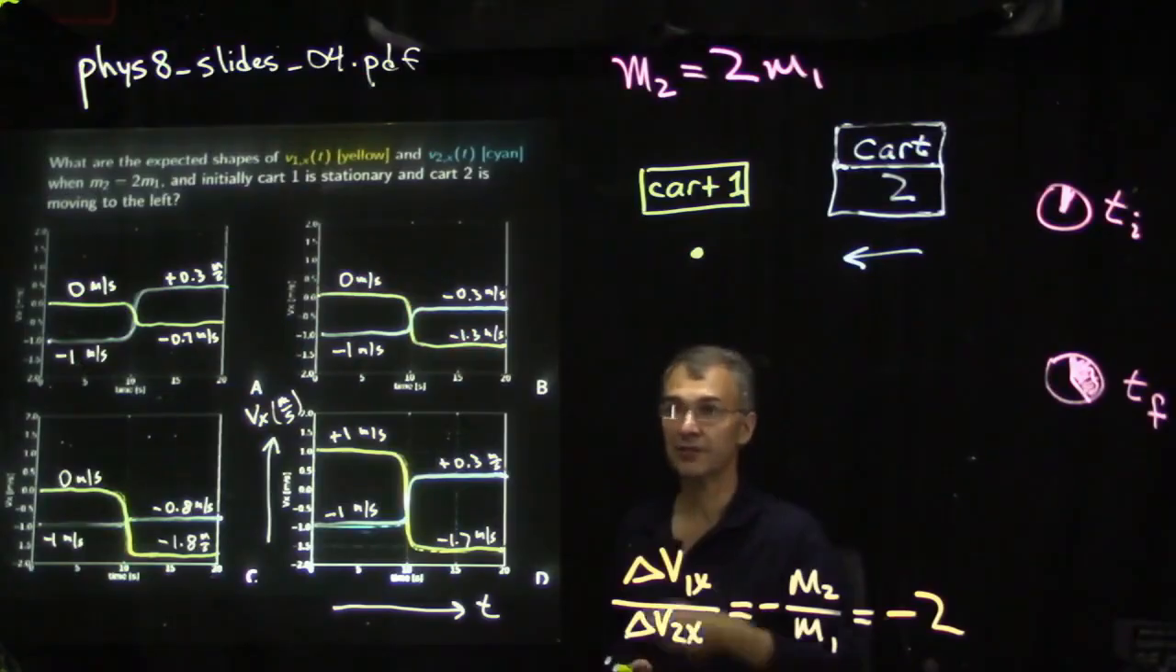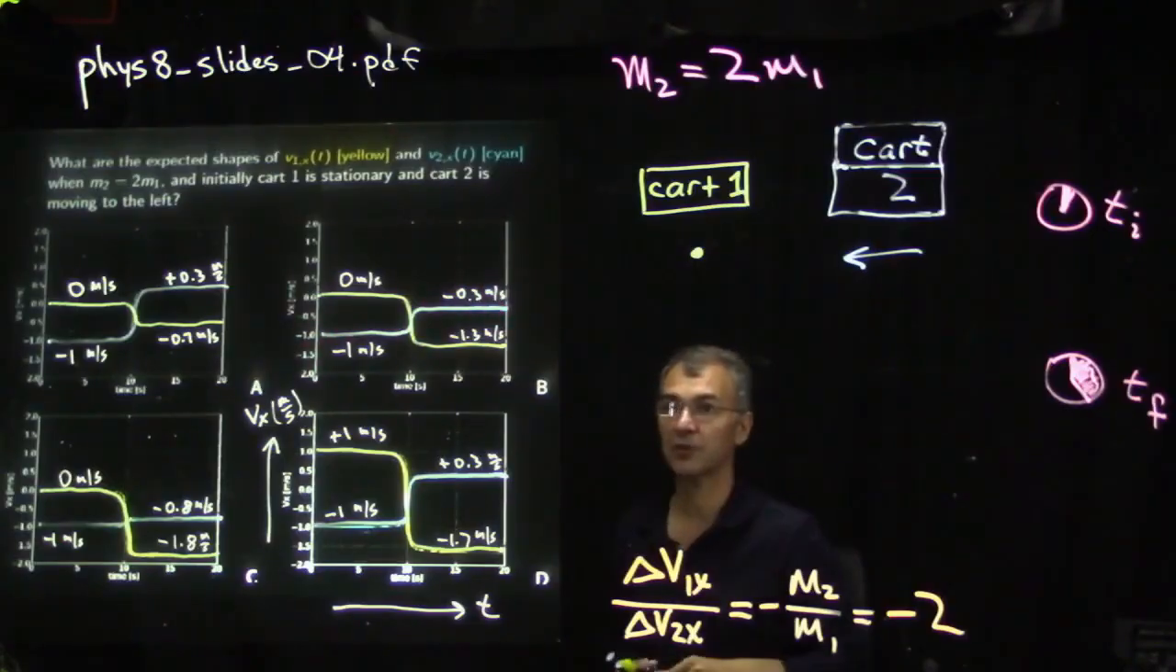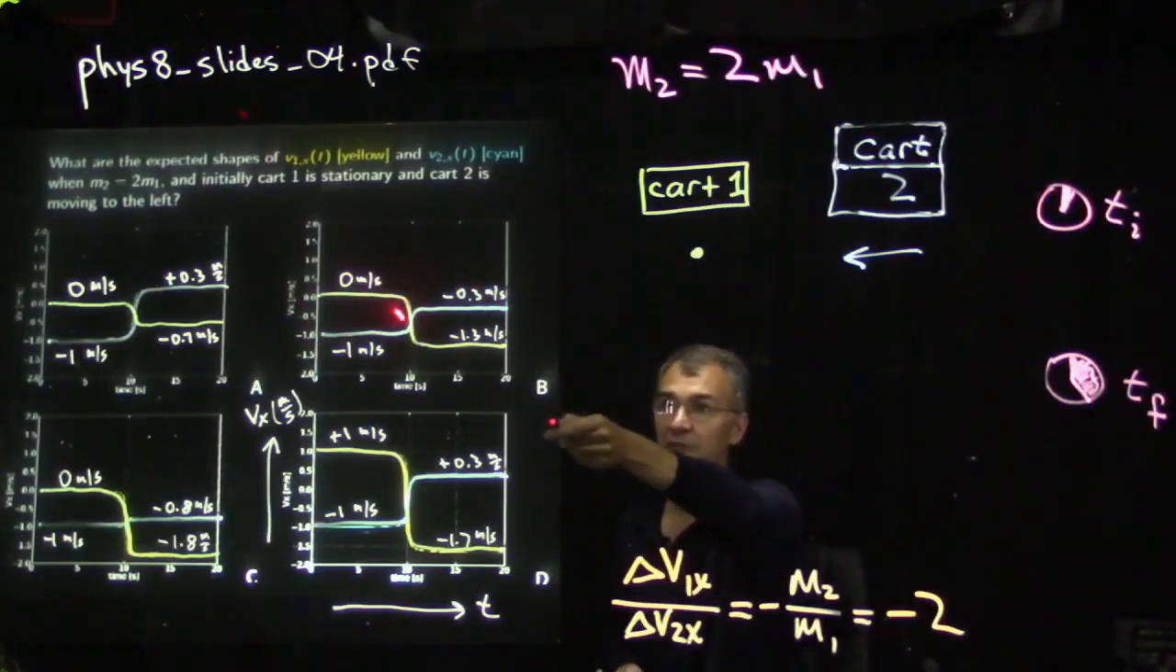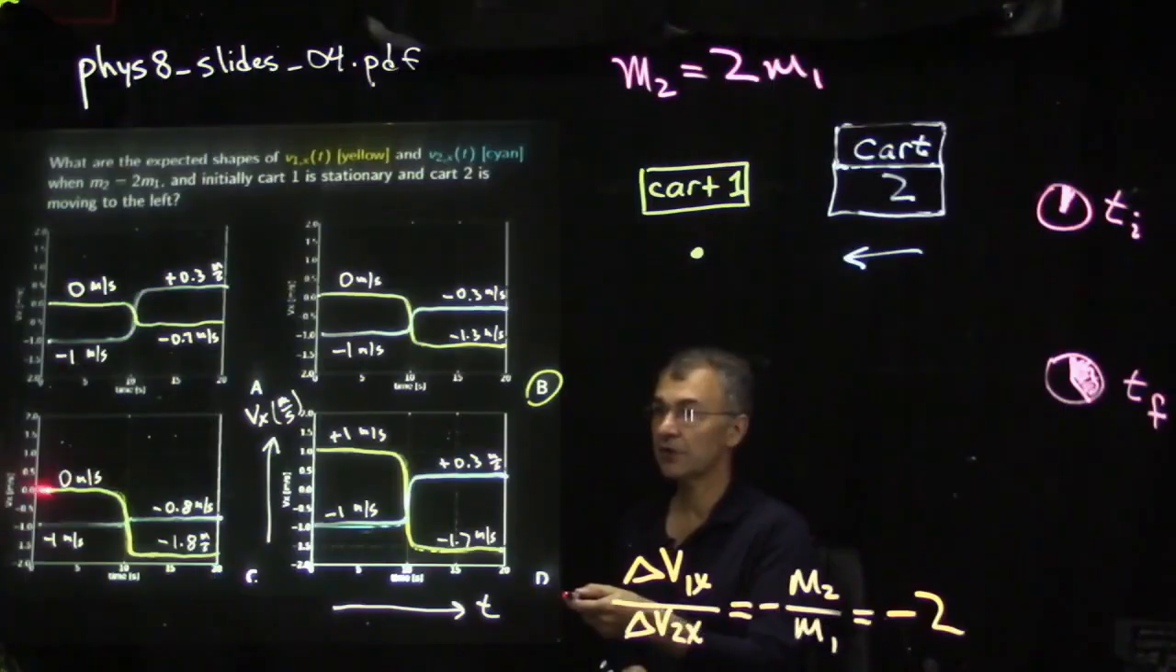That's from 0 to -1.3. Cart 2 undergoes a change from -1 to -0.3, so that's +0.7 meter per second. That's +0.7, that's -1.3. That's a 2-to-1 ratio in the correct direction, so I like B. We're pretty sure we like B, but let's just look at C to be sure.